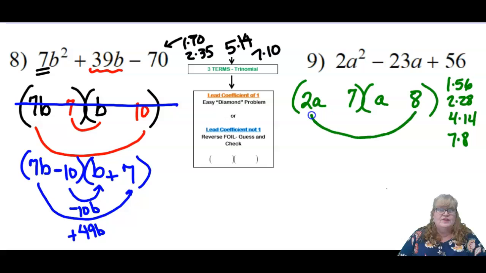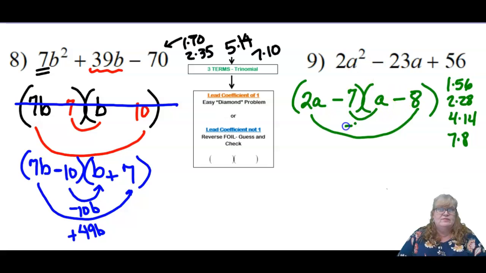Now, if I do that, I get 16A, because I have to multiply 2A times 8, and 7A. Now, 16 and 7 could make 23, maybe, if I added. If this is plus, both my signs need to be the same, because 7 times 8 is 56, only if they're both positive or both negative. But if we want to add up to a negative, we're going to need 2 negatives.